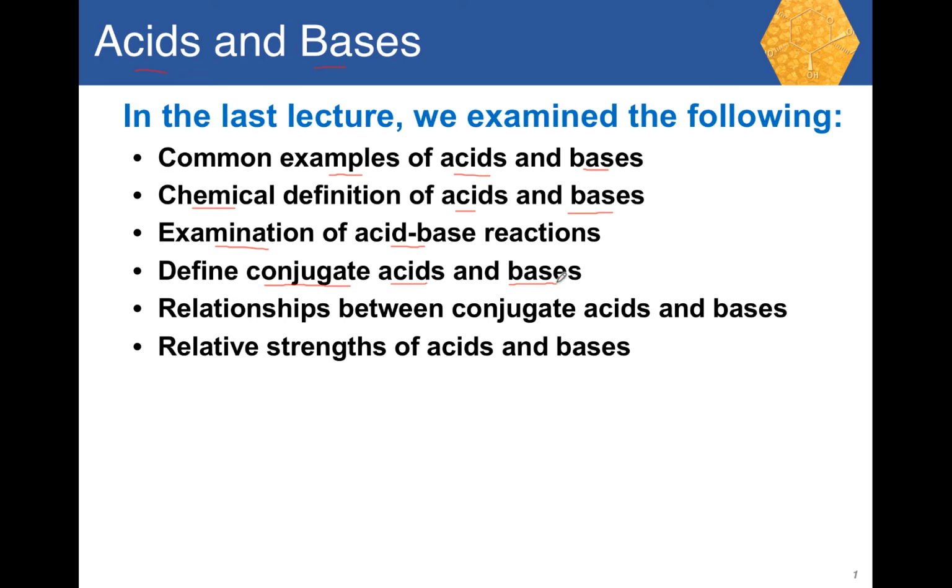So if you have an acid HA, for example, if it gives up its proton H to become A minus, that's the conjugate base. Then we looked at the relationship between conjugate acids and bases. The primary take-home lesson here is that a strong acid, HA, will result in a weak conjugate base. So after HA has given up its proton H, the conjugate base, A minus, is a weak base.